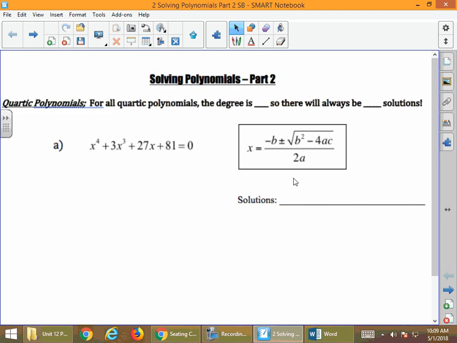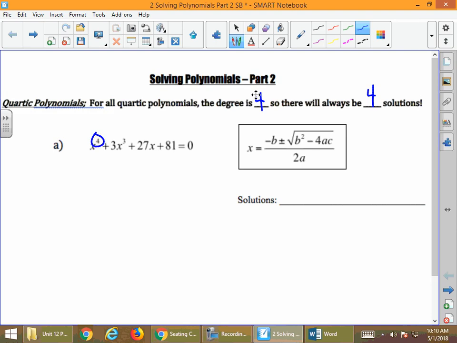Today we're going to solve quartic polynomials. And what we reinforced yesterday with our solving polynomials is that a quadratic has two roots because the highest power in a quadratic equation is 2. A cubic has 3 roots because the highest power in a cubic equation is 3. In a quartic, the degree is 4, which means today we're going to be looking for 4 roots or solutions because our highest power in a quartic is 4.